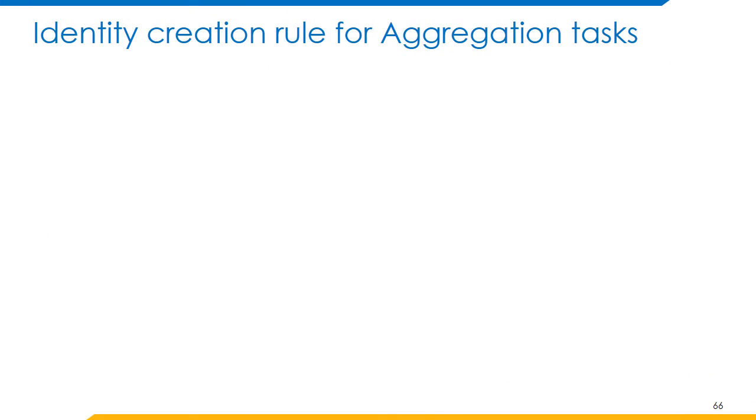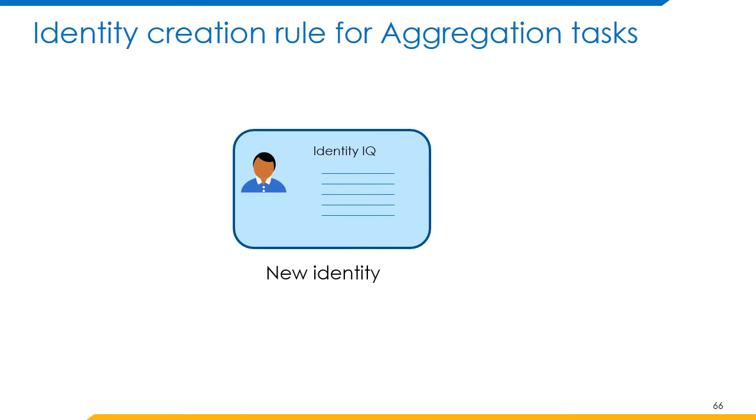Identity creation rule for aggregation tasks. The identity creation rule is part of account aggregation tasks. This rule shall be customizing any identities that are created, whether they are correlated or uncorrelated. This is just the same rule as the identity creation rule that is encountered with the application configuration, except that it is going to run as part of account aggregations.